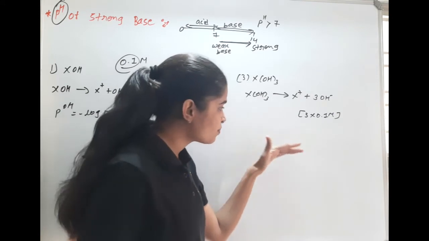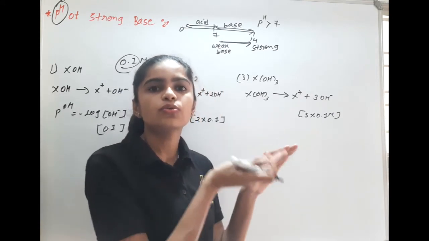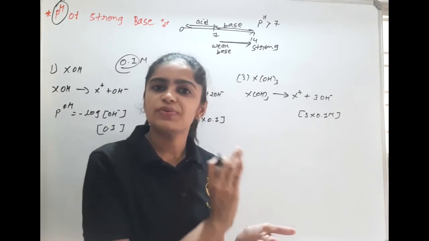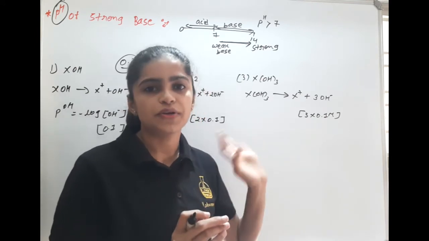Then, having found the pOH values, subtract them from 14. 14 minus the pOH value gives the pH of the hydroxide.